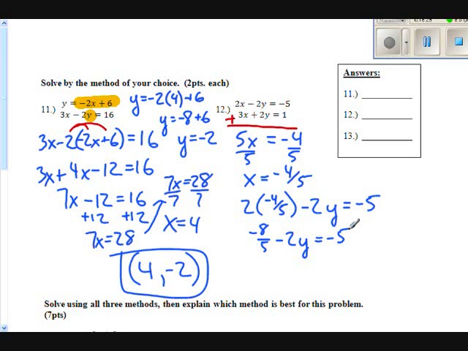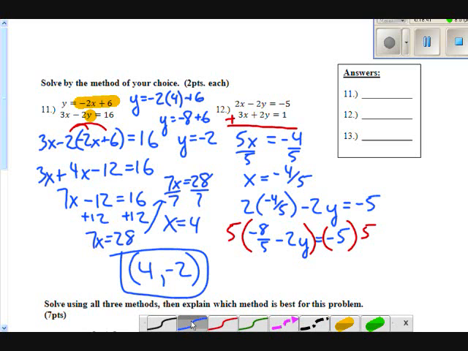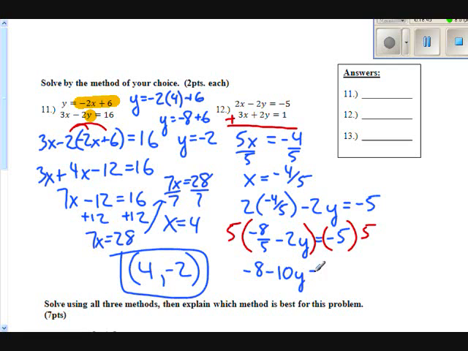If you don't want to get common denominators and deal with fractions as much, here's my recommendation, because I've seen a lot of people struggle with this. Let's just get rid of the fraction. I'm going to multiply through by 5. When I do that, I distribute, so that gives me negative 8 minus 10y equals negative 25. And now at least I don't have to deal with the fractions anymore. So I'm going to add the 8 to each side.